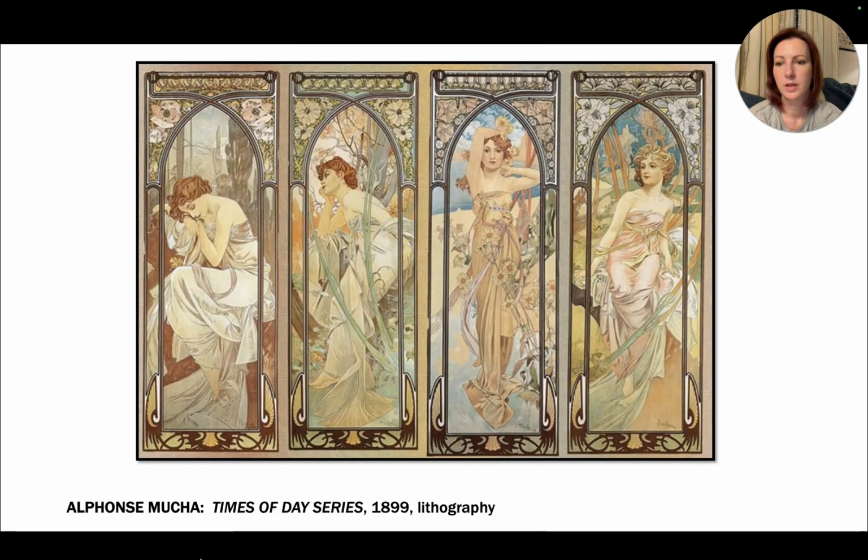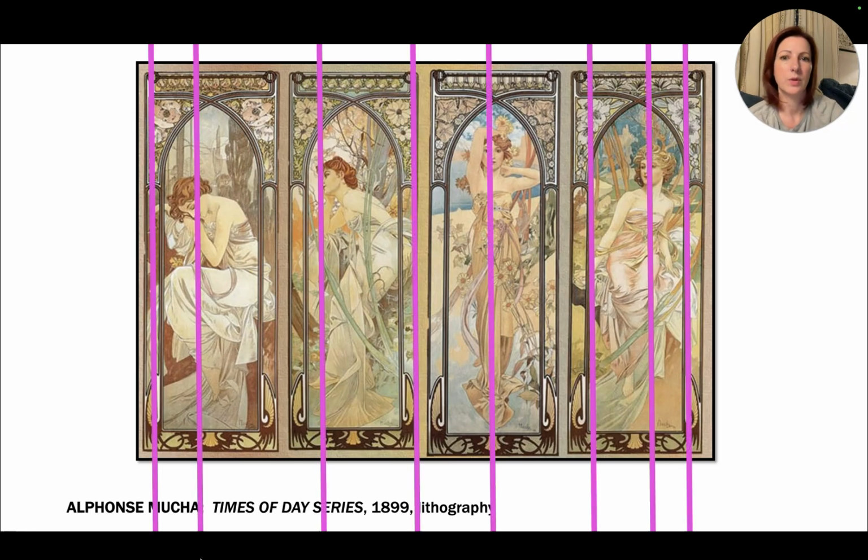Another example, this is Alphonse Mucha, Times of the Day. So this is a series, but the way he has the frames, the way he has the lines, everything shows growth, movement. So it's characters that represent different times of the day. So again, he's thinking about these things as he decided to frame all his figures this way.